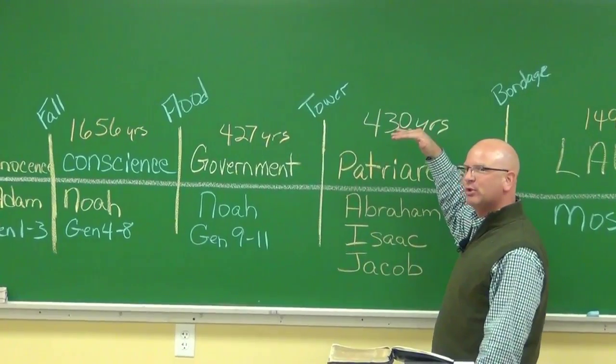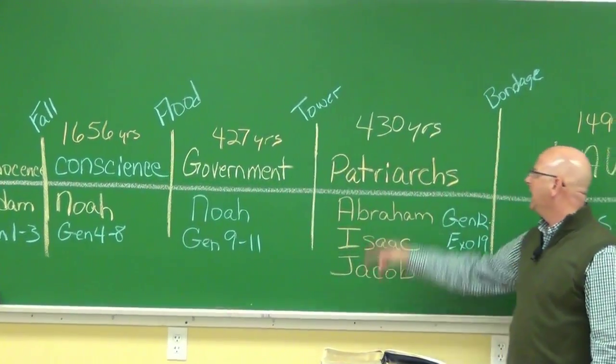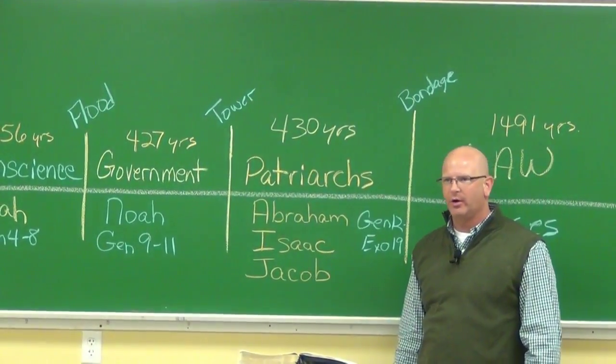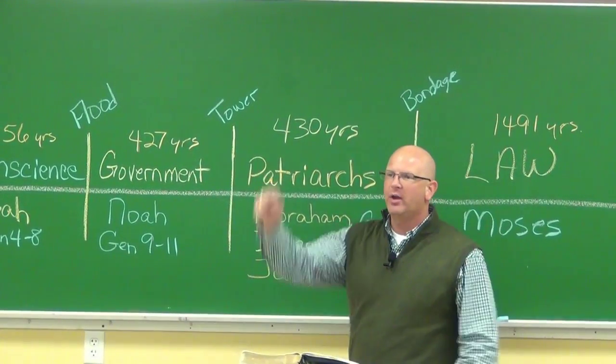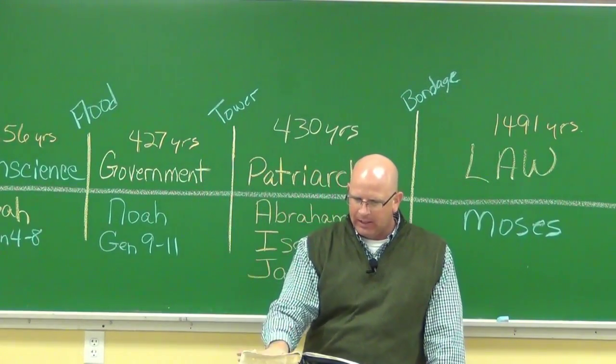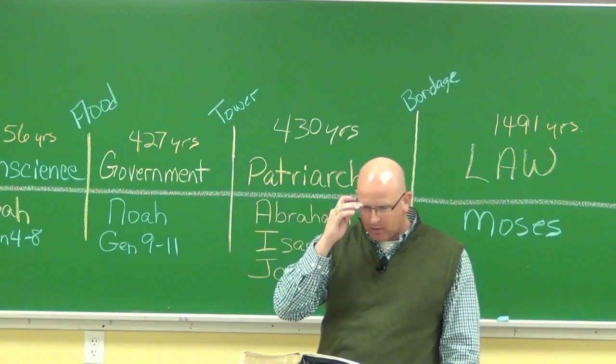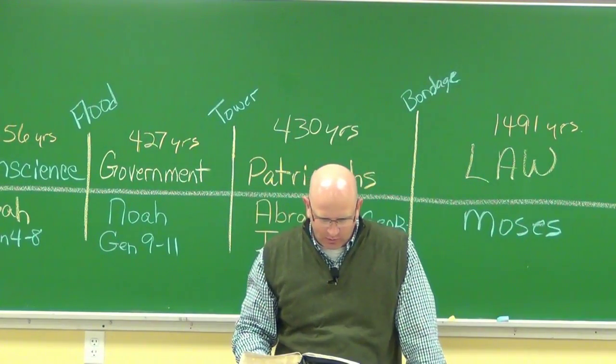In Genesis chapter 12, a new dispensation starts, and it's called the dispensation of the patriarchs. You say, who are the patriarchs? Abraham, Isaac, Jacob. Let's see. Genesis chapter 12. Look at Genesis chapter 12.